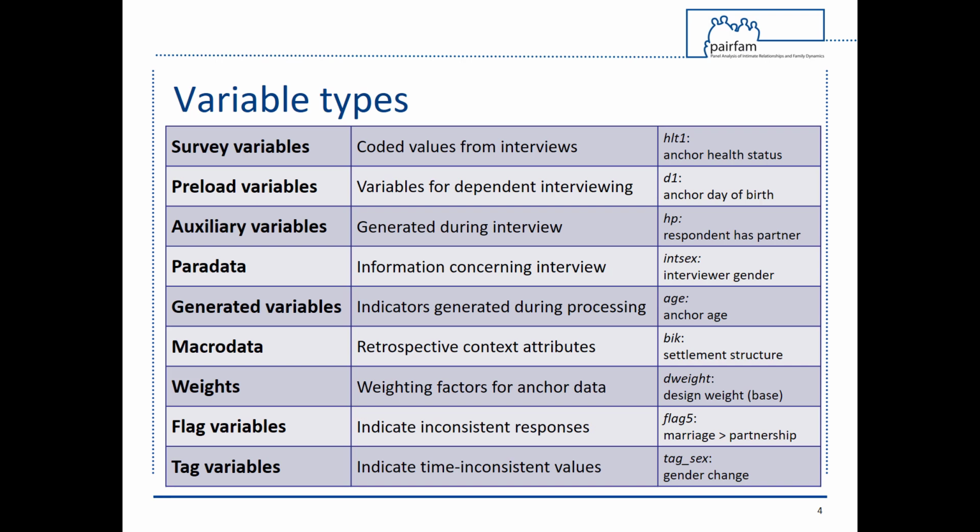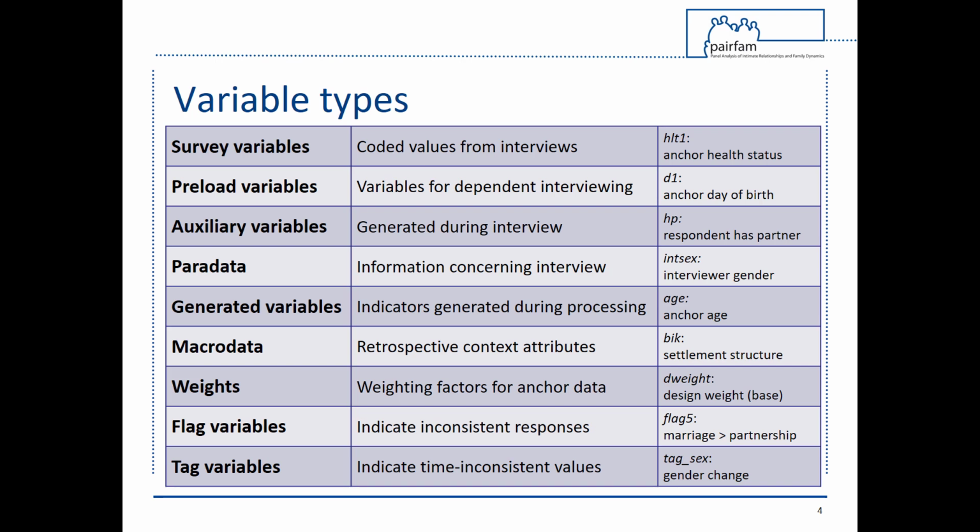Macrodata are retrospective context attributes also generated during data processing. The variable big, for example, provides information about the settlement structure of the anchor's main residence. Weighting factors are also generated during data processing and are provided for the anchor data for each of the available samples: the pairfam base, refreshment sample, and integrated demotive sample.